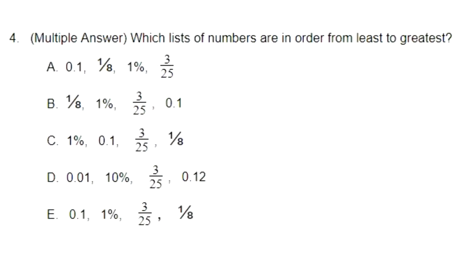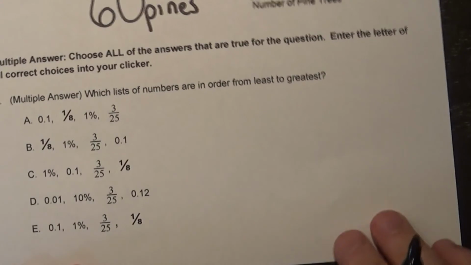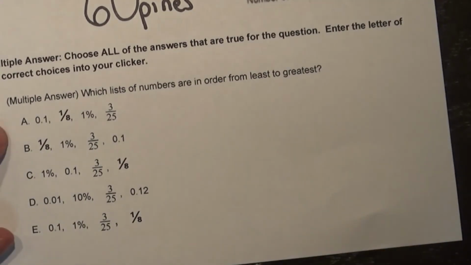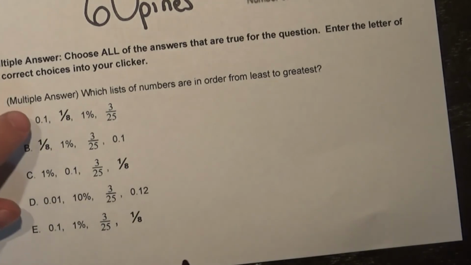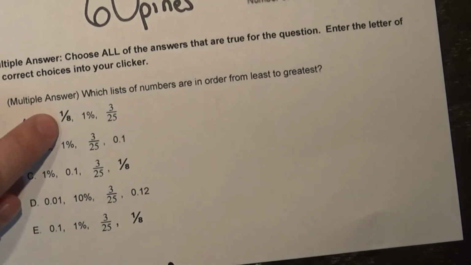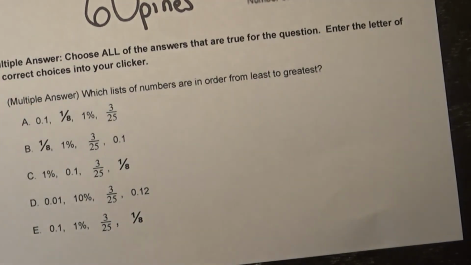Let's move on now to number 4. Number 4 is going to ask us about these numbers where we have decimals, percents, and fractions. We want to put them in order from least to greatest. Now this presents a little bit of a challenge for us as we look at it because, again, they're not all on an even playing field. I can't compare a decimal to a fraction to a percent very easily.